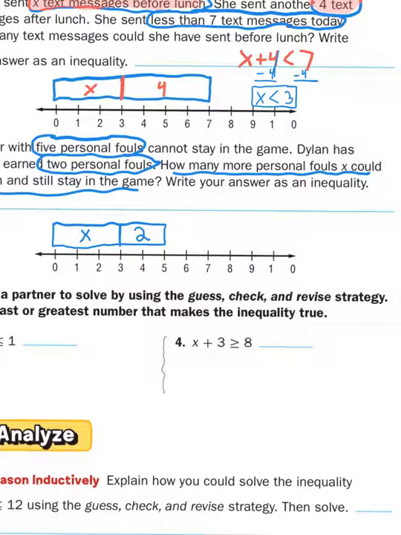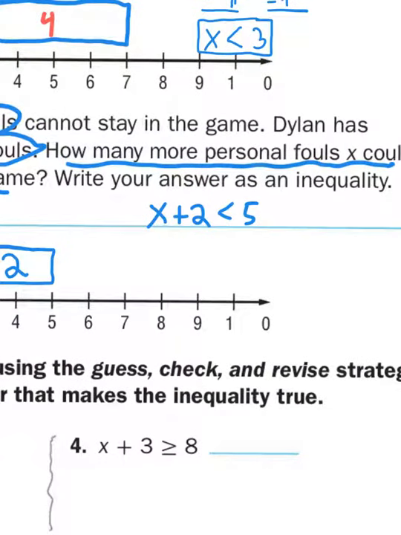So first off, just like our bar, you see how we have the X and the 2? We have X plus 2 is less than 5. Now remember, the X are the fouls he could have, the 2 is what he definitely has, and they have to be less than 5. So to figure out what X could be, we subtract 2 from each side. So we do minus 2, cancel, and we have X is less than, and 5 minus 2 is 3. So he can have less than 3 fouls and still be in the game.